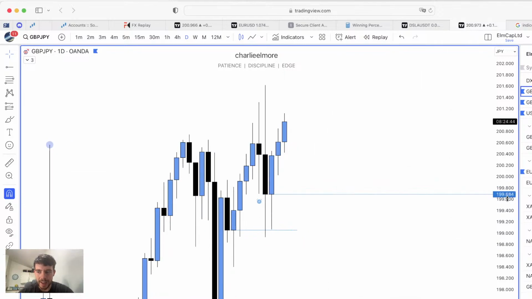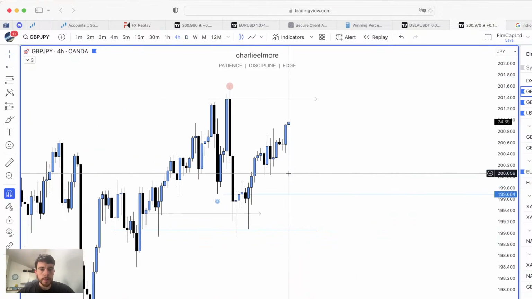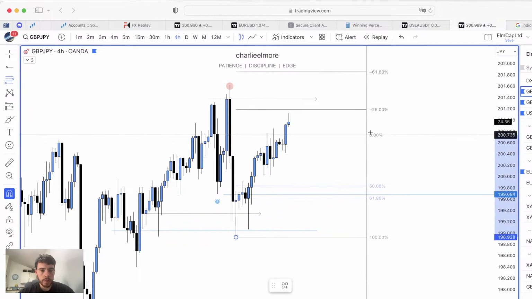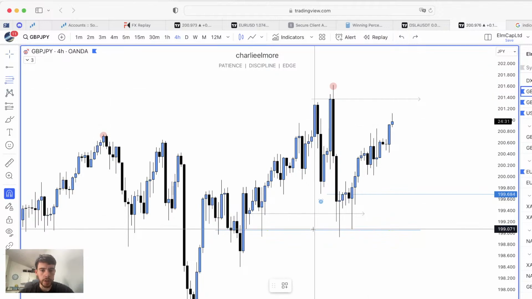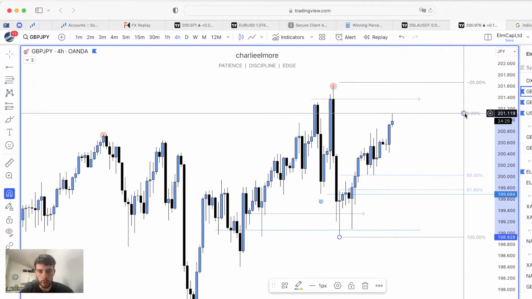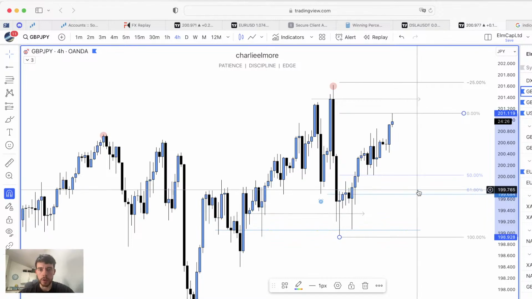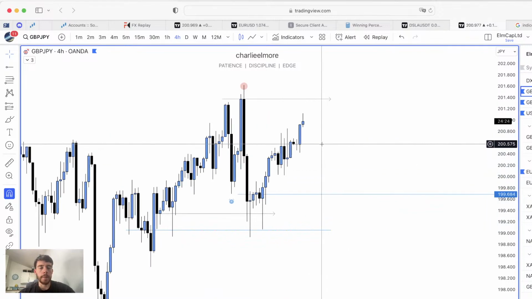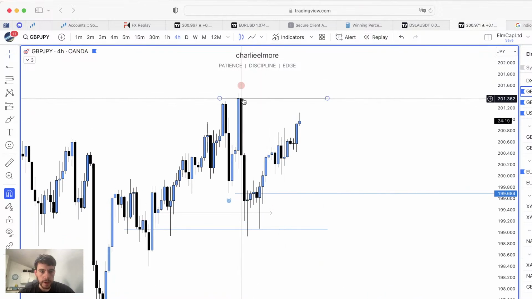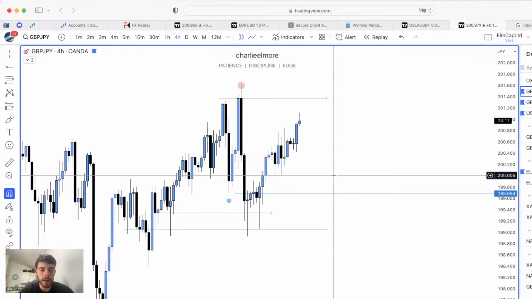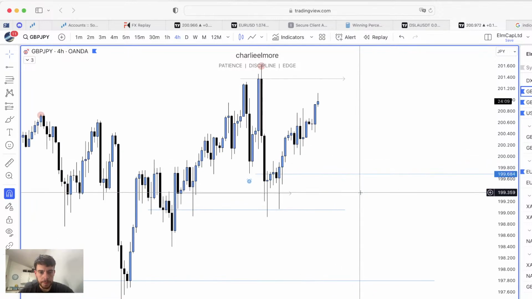199.684 is what I'm looking at. On the 4-hour, that of course is within the discount of that leg to the upside. It also aligns with the Fibonacci 61.8% around that area, which is really nice. We'll have to see what happens with this. We could get a reaction from here. Price is being extended to the upside, so we could get a reaction from here, causing price to have a pullback. We'll have to see with that.